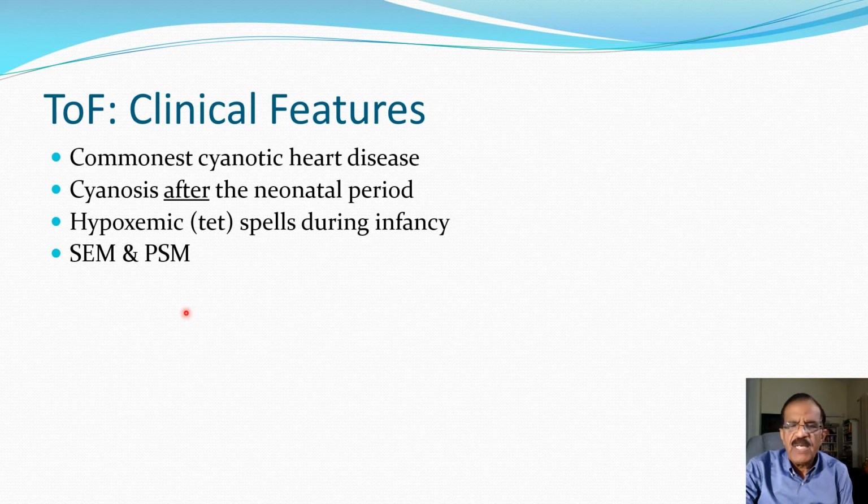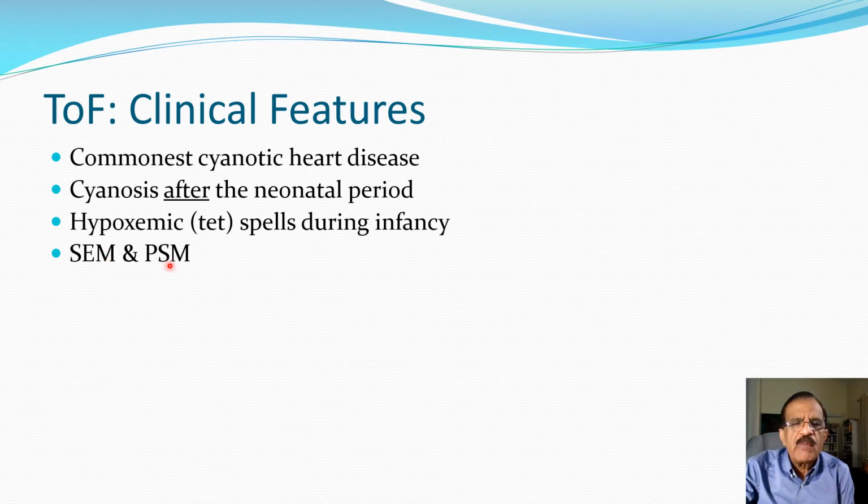Then on examination, you would have two murmurs: one systolic ejection murmur arising from the pulmonary stenosis, and the other a pan-systolic murmur arising from the ventricular septal defect. And I think you already know systolic ejection murmur is a diamond-shaped murmur which starts with the first sound, increases in intensity, becomes maximum in the middle, and then decreases in intensity. It is also called diamond-shaped murmur or crescendo-decrescendo murmur.